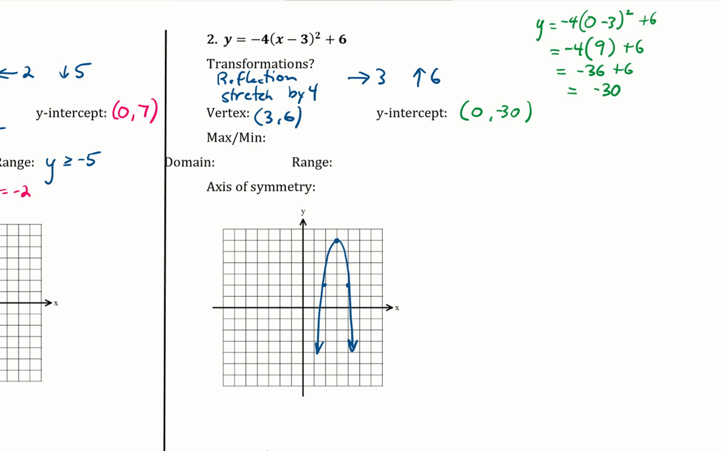So that's one thing to remember. You can always find the y-intercept by plugging 0 in for x. This graph has a maximum of 6. Domain from left to right is all real numbers. The range, this graph goes down forever, but it doesn't go beyond 6, so y is less than or equal to 6. And our axis of symmetry is x equals 3, and that's coming from this vertical line.